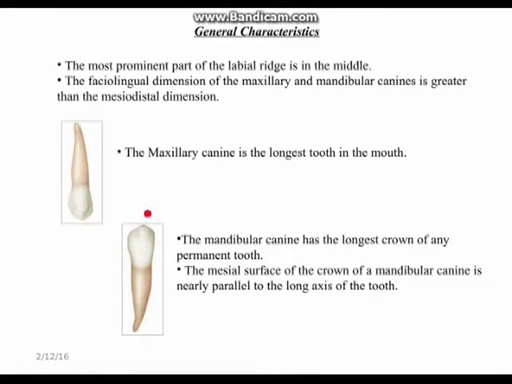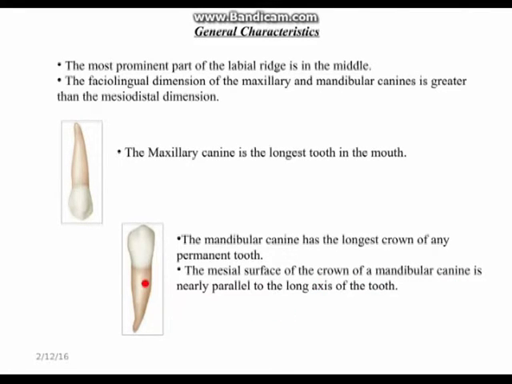All these things. When it comes to the mandibular canine, it's not the longest tooth in the mouth, but it has the longest crown of any permanent tooth. As you can see over here, the crown is ridiculously long. It's even longer than the maxillary canine, but the maxillary canine is still longer due to the root. When it comes to the mandibular canine, the root is a little bit shorter than the maxillary. That's why it's not the longest tooth in the mouth. The maxillary one is.